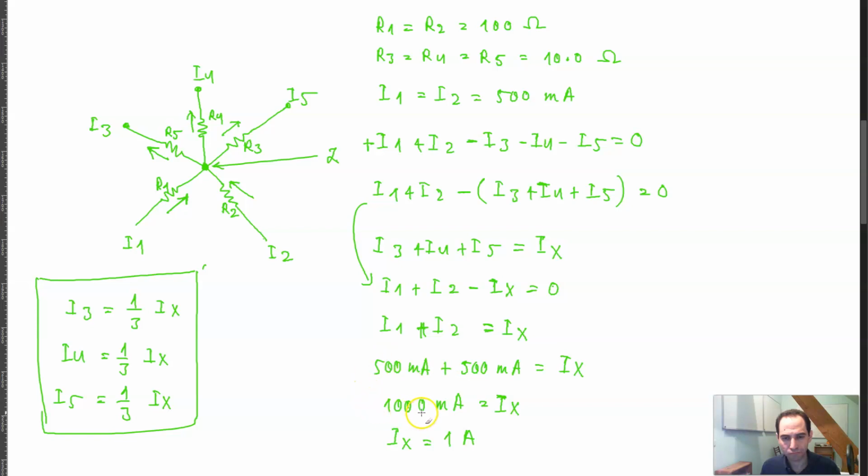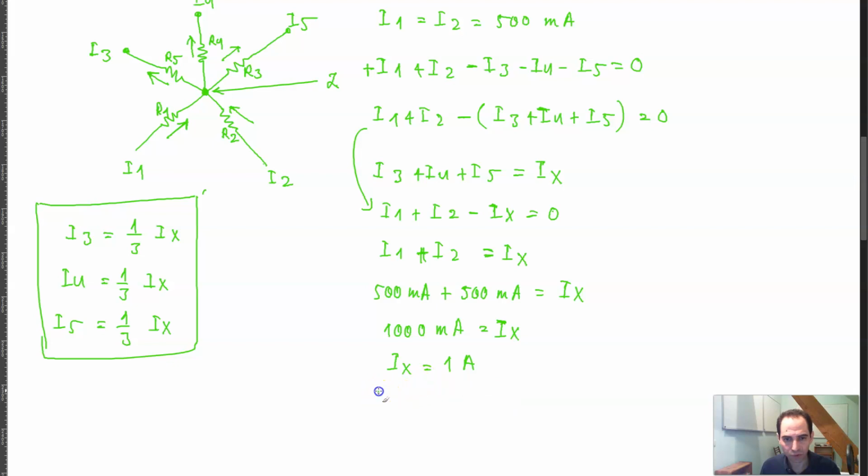And therefore I of 3 is equal to 1/3 of this, so 1/3 amps, and I of 4 is equal to 1/3 amps, and I of 5 is equal to 1/3 amps, right?